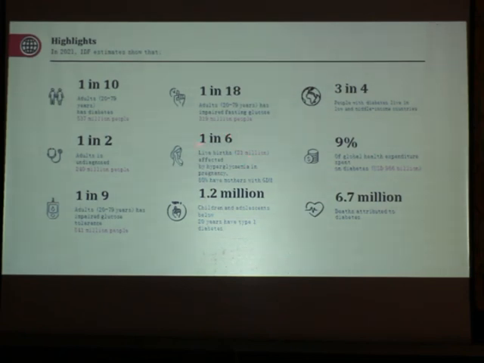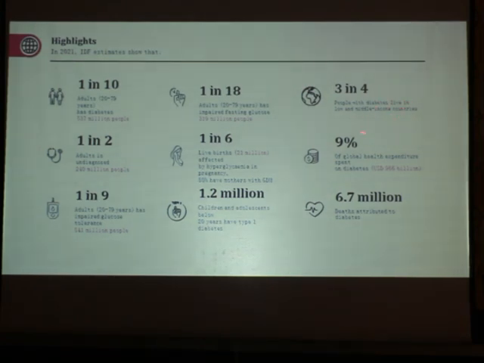1 in 6 live births, 21 million, is affected by hyperglycemia in pregnancy, and we have an eminent pediatrician who felicitated us as guest today, Dr. S. K. Sehgal, sir. 80% of these 21 million have mothers with gestational diabetes mellitus. 1.2 million children and adolescents below 20 years have type 1 diabetes. So of the 537 million people who have diabetes, only 1.2 million would have type 1 diabetes. So the basic burden of diabetes is type 2 diabetes.